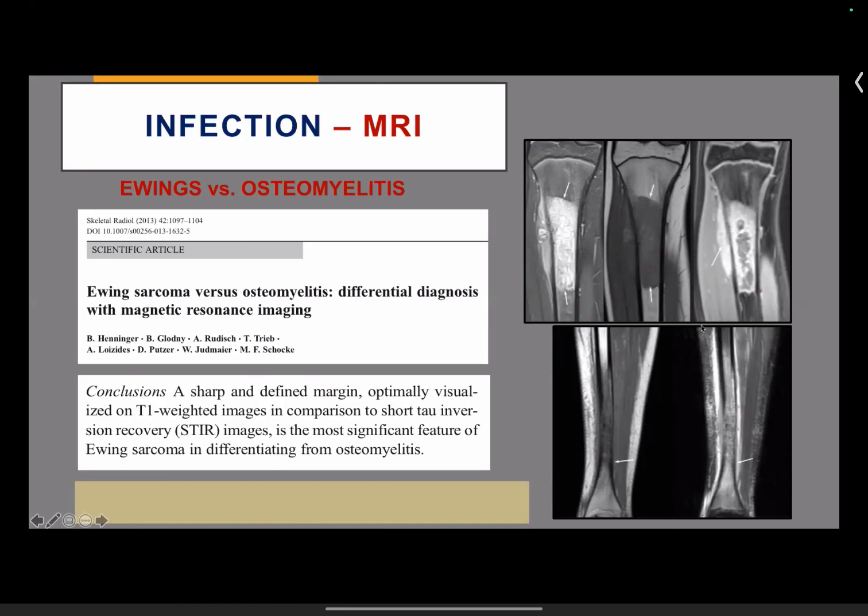So usually they're the young people. So in young people, if you've got this kind of a T1 weighted image, always think about tumor. Obviously, they can mimic each other. Both would need biopsy and culture. So that's what we say, biopsy, infection, and culture tumor, because on imaging, sometimes it can be difficult to differentiate one from the other.